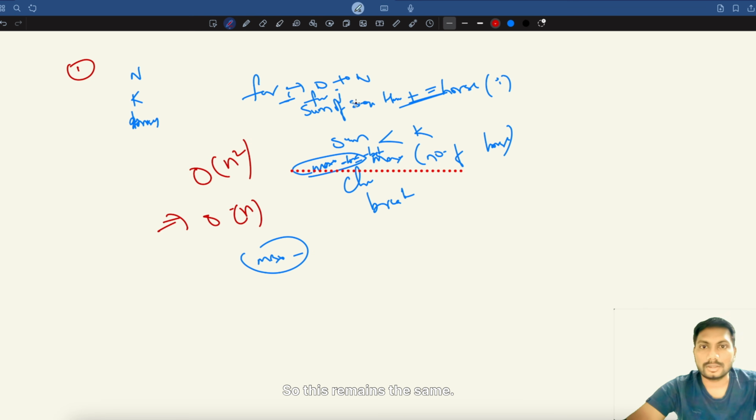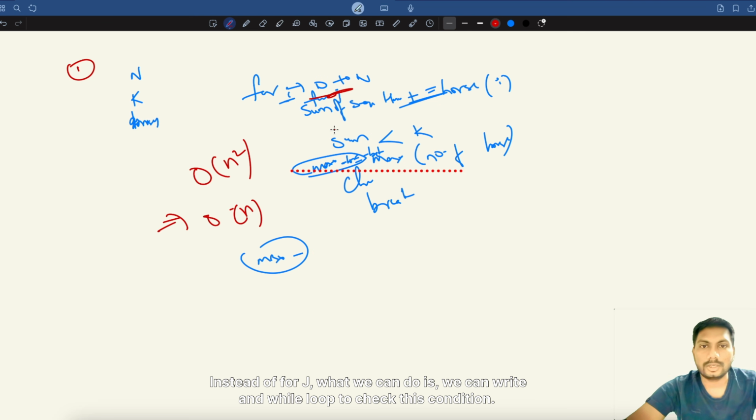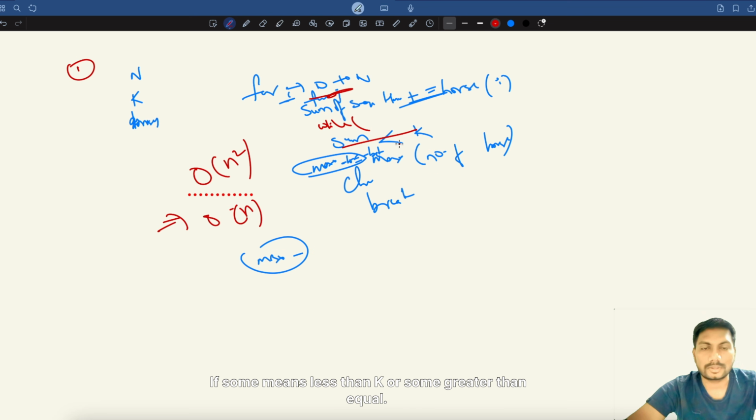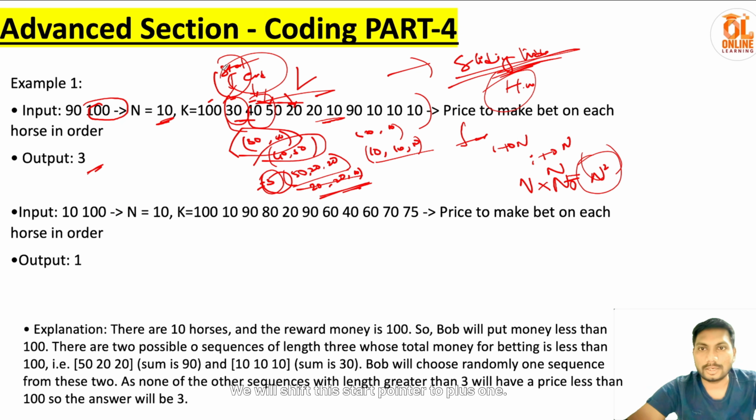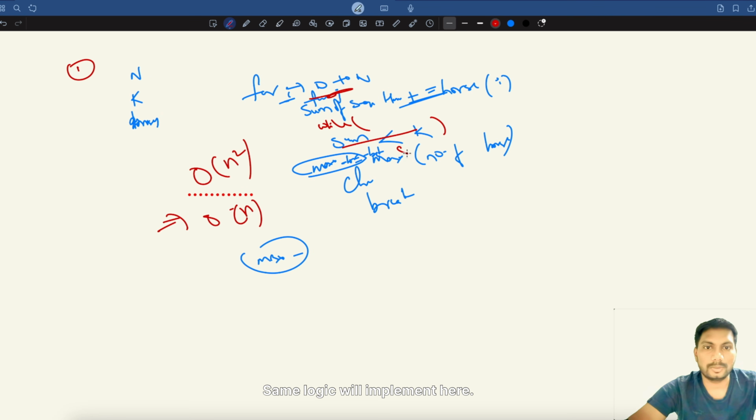So this remains the same sum. Instead of for j, what we can do is we can write a while loop to check this condition. If sum is greater than or equal to k, whenever sum is getting increased, we will shift this start pointer to +1. You see that after 40 the sum got increased, so we went to 40. The same logic we'll implement here.